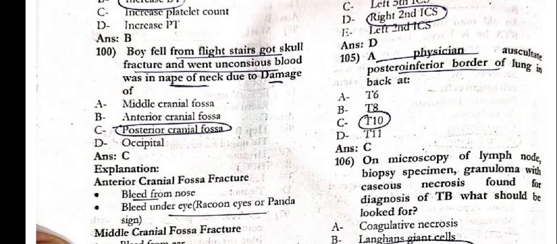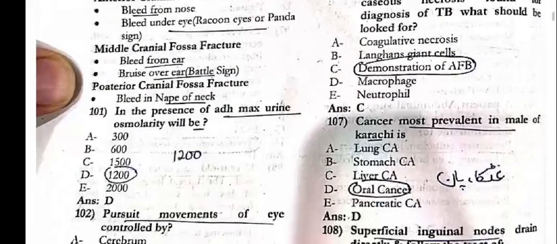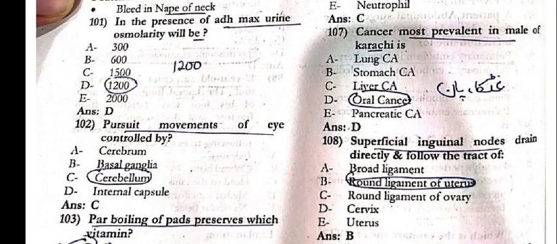A boy fell from the flight of stairs, got a skull fracture and went unconscious. Blood was in the nape of the neck due to damage of the posterior cranial fossa. Next, 101, in the presence of ADH, maximum urine osmolarity will be 1200. The 102, the pursuit movements of the eye are controlled by the cerebellum.